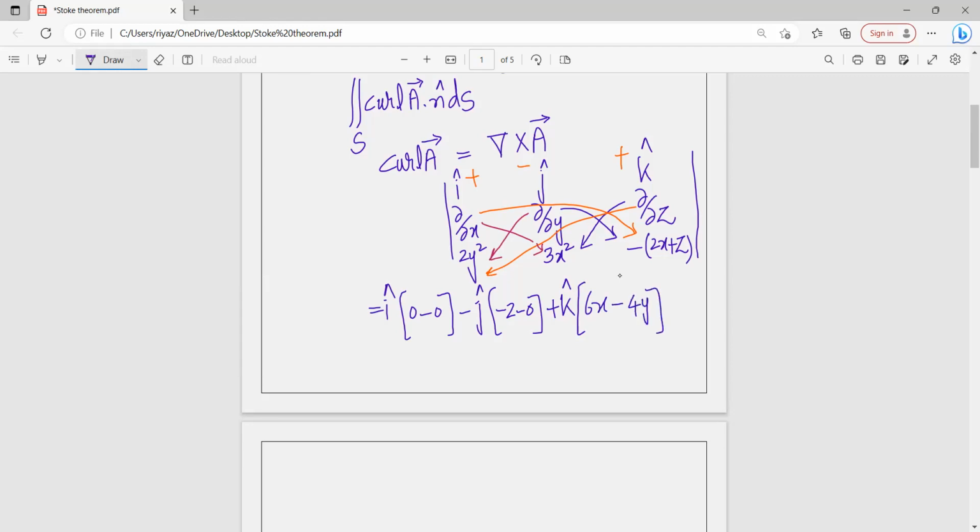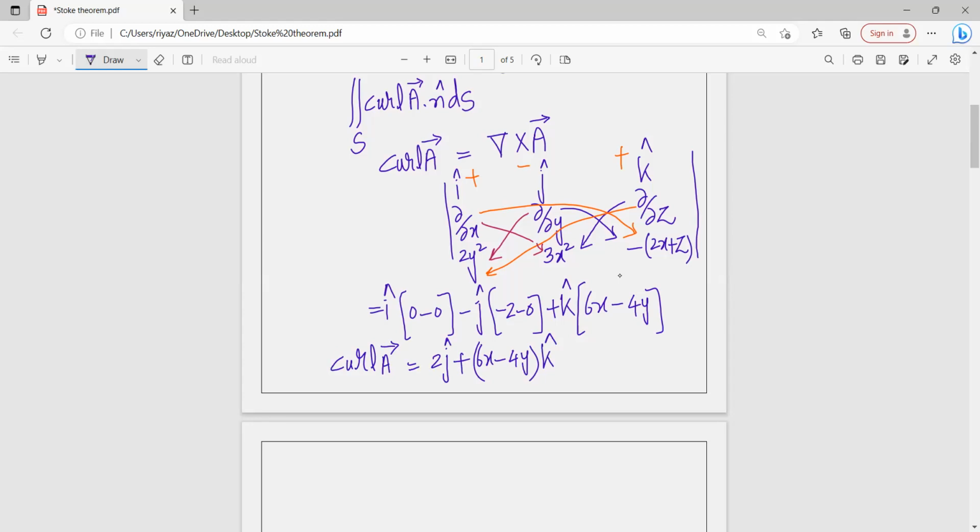So we have done what? Curl A. I want to write clearly the values. Curl A is equals to, we don't have i term because 0 minus 0 is 0. So we are getting 2 j cap plus 6x minus 4y into k cap. It is the value of what? Curl A. What is the next step?